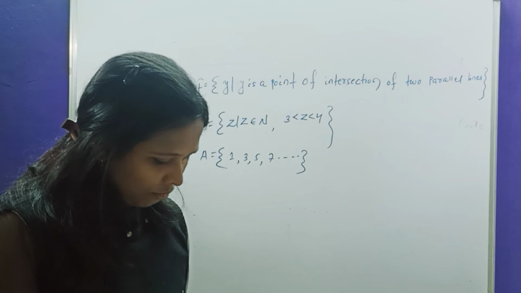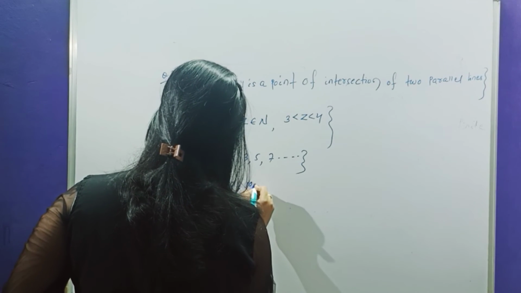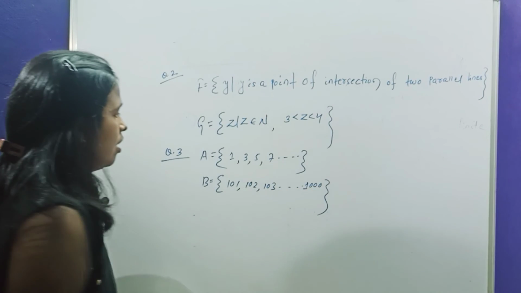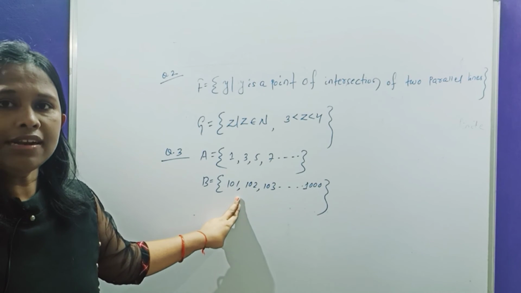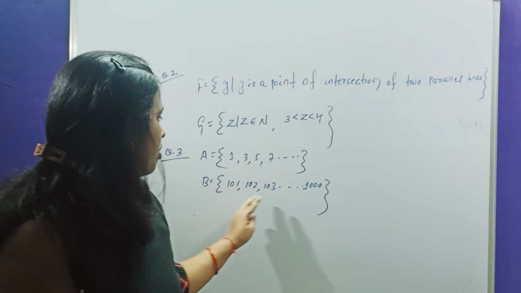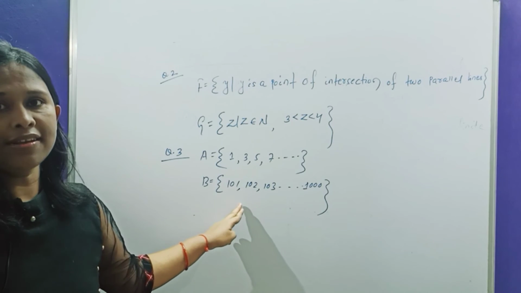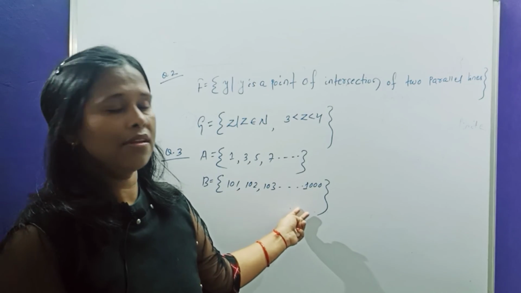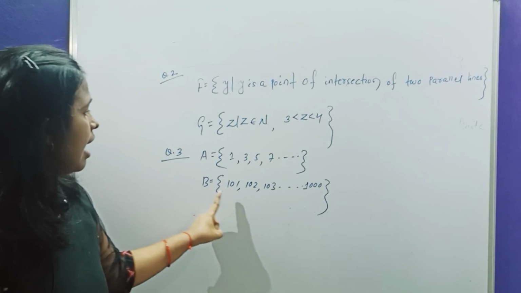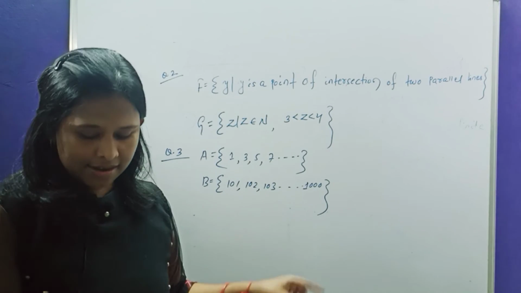Next one. Suppose I am writing set B having elements 101, 102, 103 up to, let it be, 1000. So is this set a finite set or infinite set? As here I am taking numbers from 101 to 1000, you can count the numbers easily. Yes or no? Yes. So this is a finite set because we can count the elements. And there we can't count the elements, so it is an infinite set. As here we can count the elements in set B, this is a finite set.